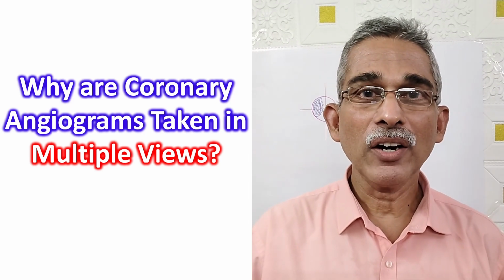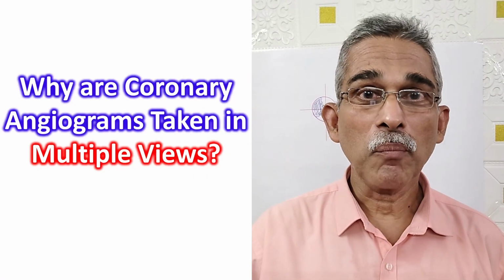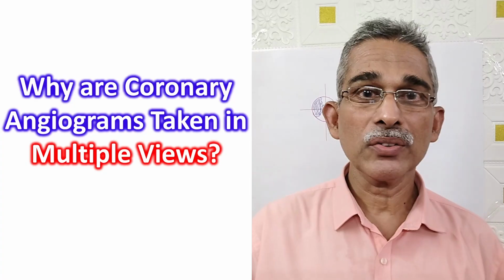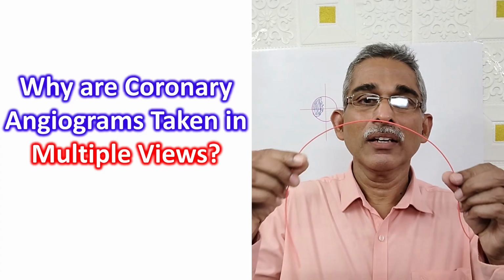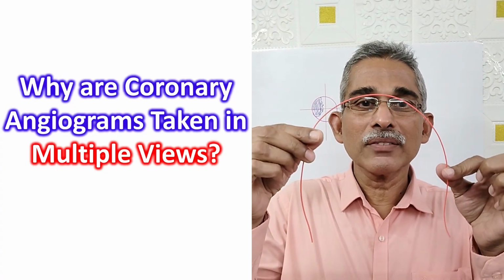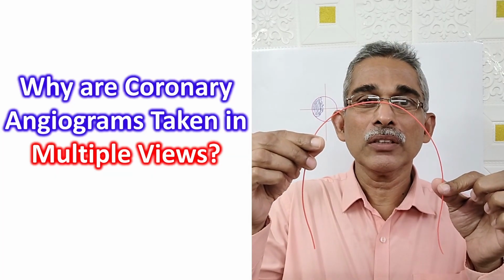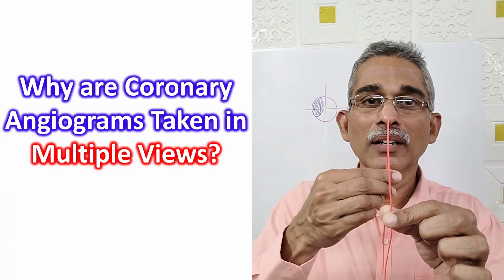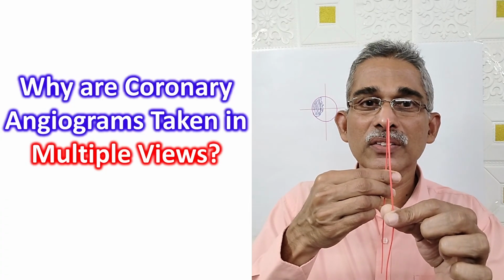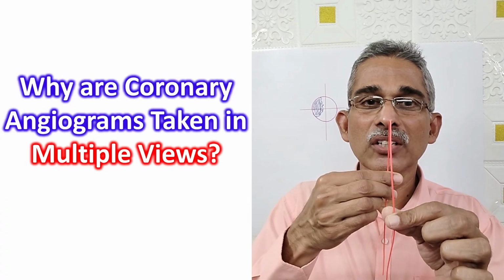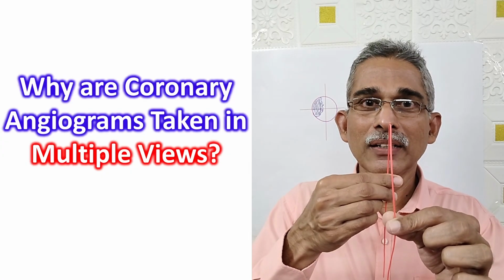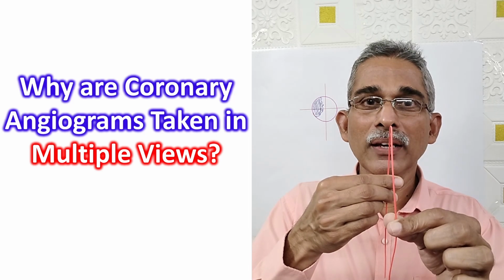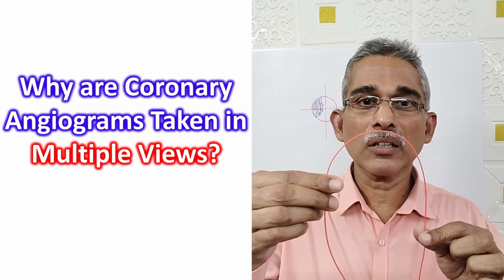Now we have a video on why you should have multiple views for coronary angiogram. That is, suppose you have a coronary artery like this. If you see in this view, you can see the full extent without any foreshortening. Suppose I turn it this way around. It's a foreshortened view. This is an orthogonal view in which the artery is foreshortened. So you will not be able to see the lesions or the branching properly. That's why we need orthogonal views.